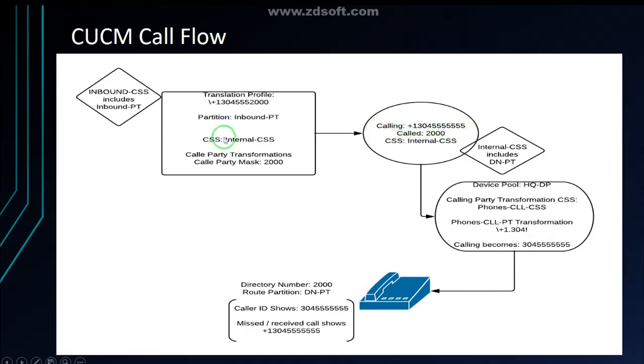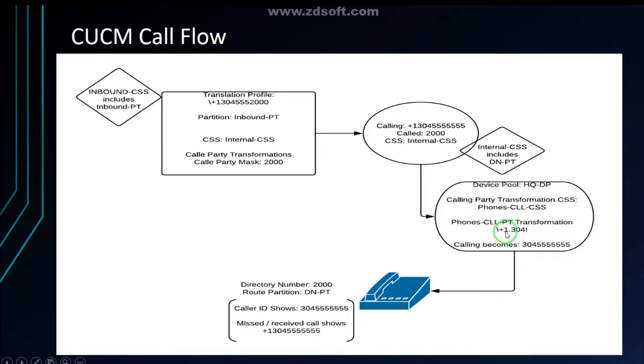That's the called, but this translation translates this called party to 2000 because that's our internal. So now our called number becomes 2000, and that 2000 sits on a phone in the internal calling search space. All right. So the internal calling search space includes the DN partition, which is what's sitting on the actual line of the phone. So we have some transformations also on our device pool.